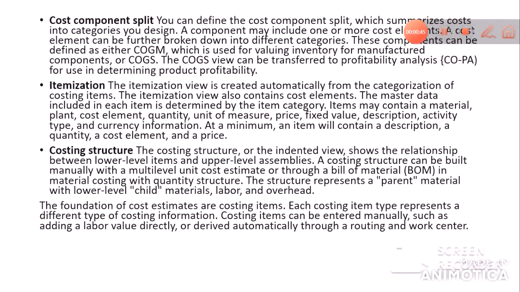A component may include one or more cost elements. A cost element can be further broken down into different categories. These components can be defined as either cost of goods manufactured, which is used for valuing inventory for manufactured components, or cost of goods sold. The cost of goods sold view can be transferred to profitability analysis (COPA) for use in determining product profitability.